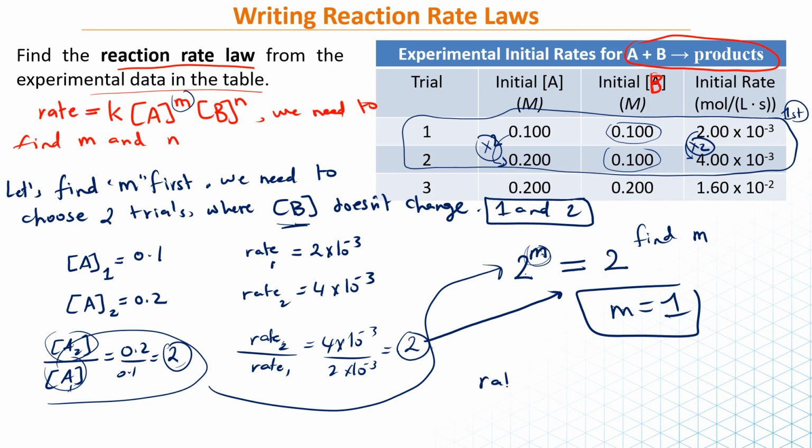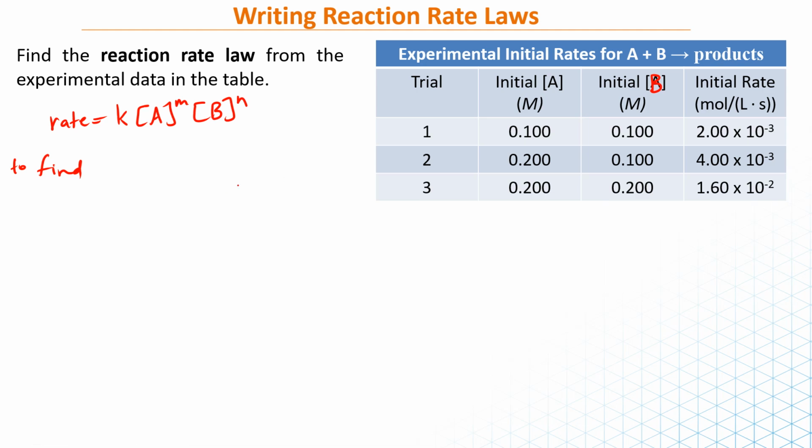So now, rate equals k, concentration of A, times the concentration of B to the power n. We found that this power is one. So this is one. Now let's go and find n. Okay? So, remember, to find n, choose two trials where the concentration of A does not change, so that we know what the effect of B on the rate is.